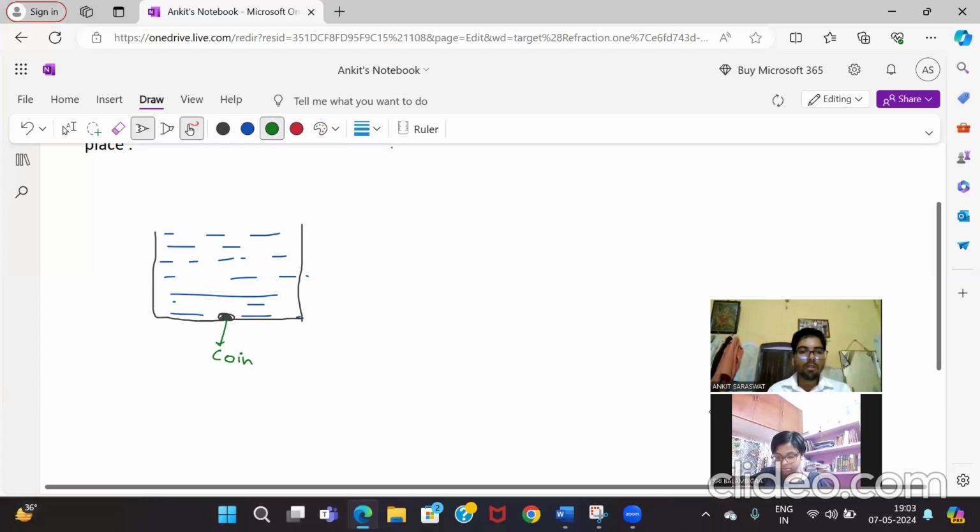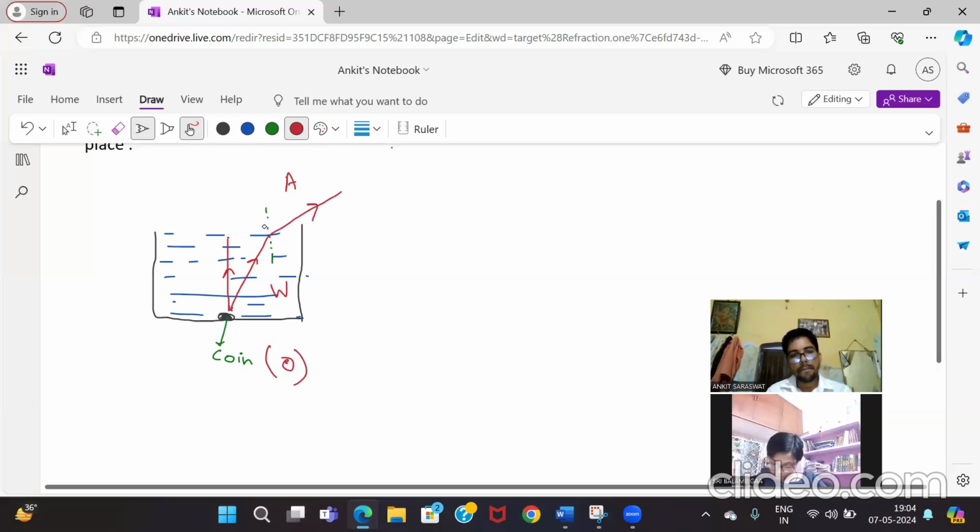Clear? Now, from this coin, tell me, rays are coming from where? Object. So this is my object, and rays are coming from the object like this. I will draw only two rays. One ray like this. One ray is going like this. So here I will draw the normal like this, and this ray is going away from the normal. Air, water. And it is going from denser to rarer medium. So it is away from the normal.